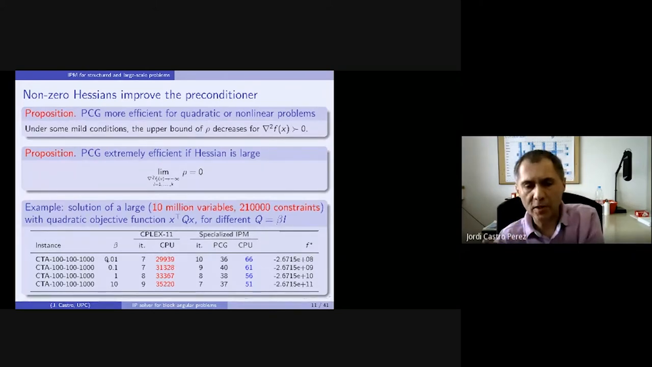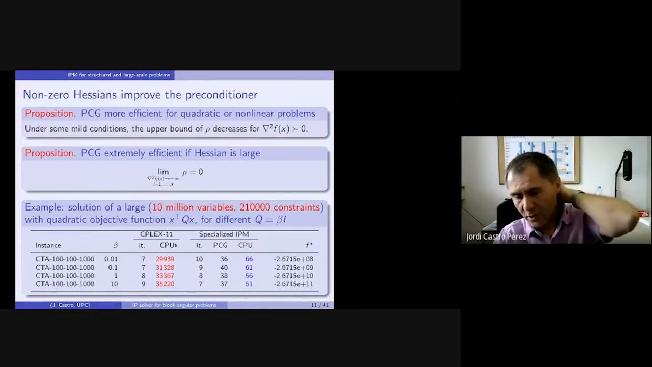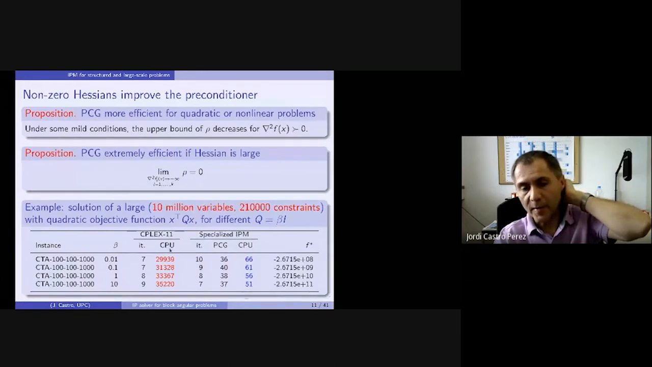And these are some results we have for this problem using Cplex 11. I obtained these results some years ago, and this specialized interior-point method, okay? And these are the results we took for different betas. So, increasing beta, the problem becomes a bit harder for Cplex. So you see the CPU time.